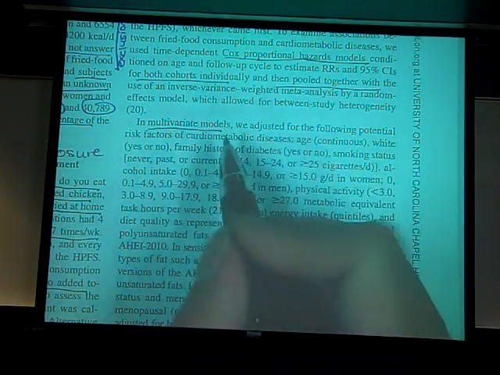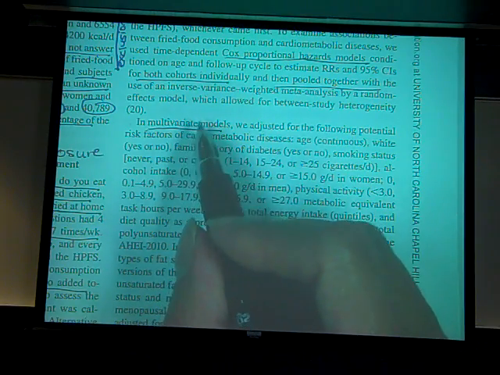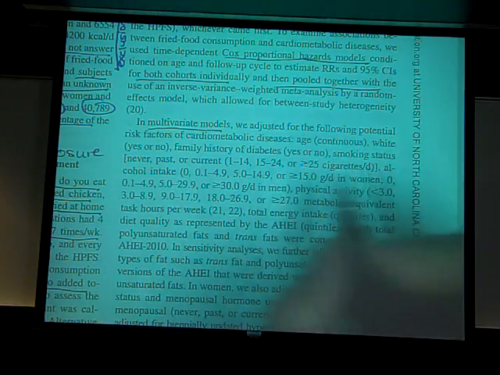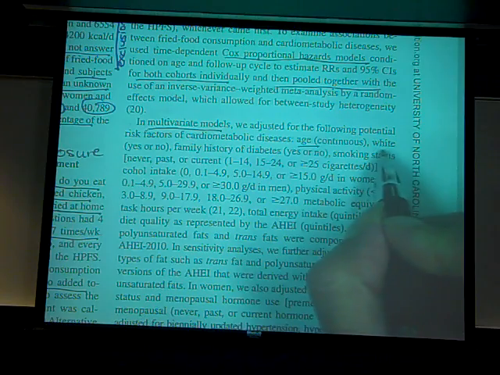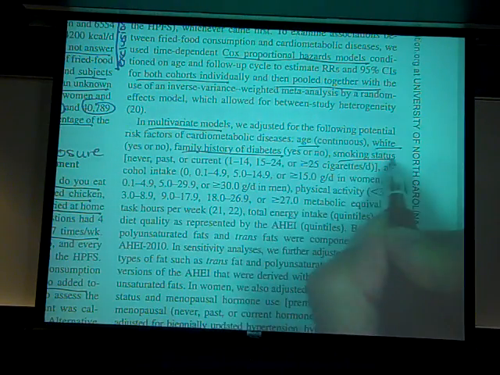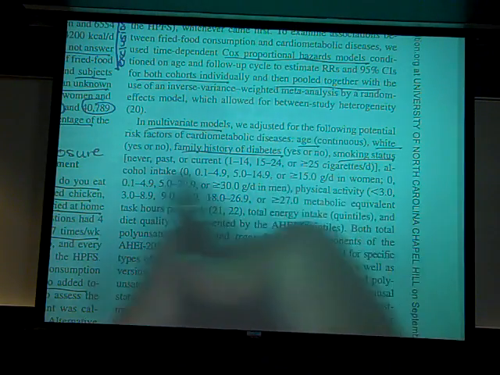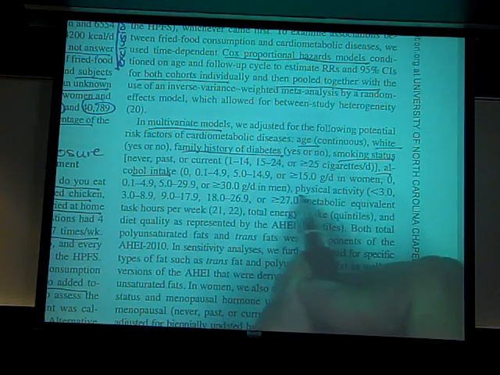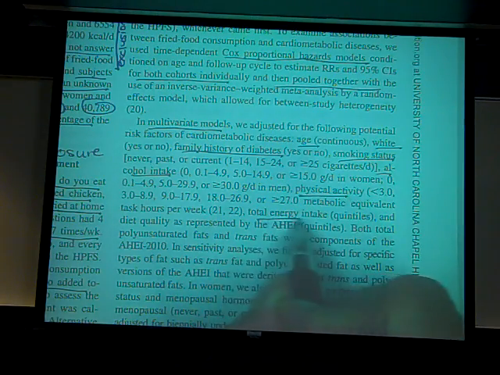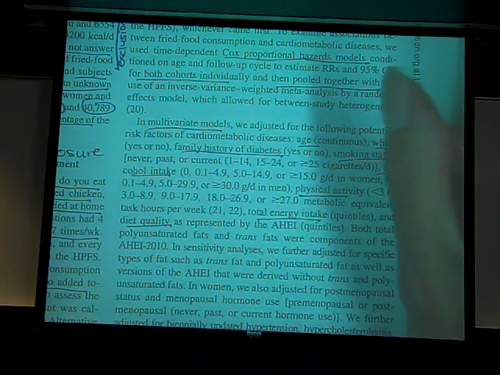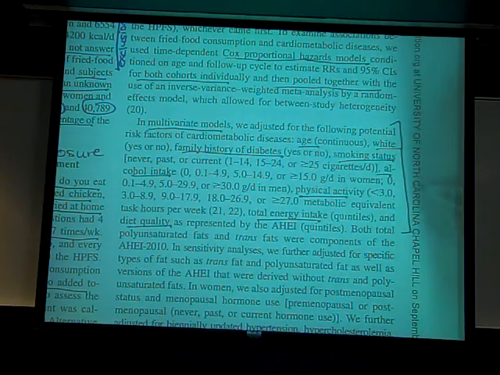So here, the authors are telling us that in multivariate models, which is what the Cox proportional hazard model is, the authors adjusted for the following things: age, race, family history, smoking status, and you can see how the authors categorized that particular variable, alcohol intake, physical activity, total energy intake, and diet quality. And what the authors are telling us here, these are potential confounders. These are what they think the confounders are.